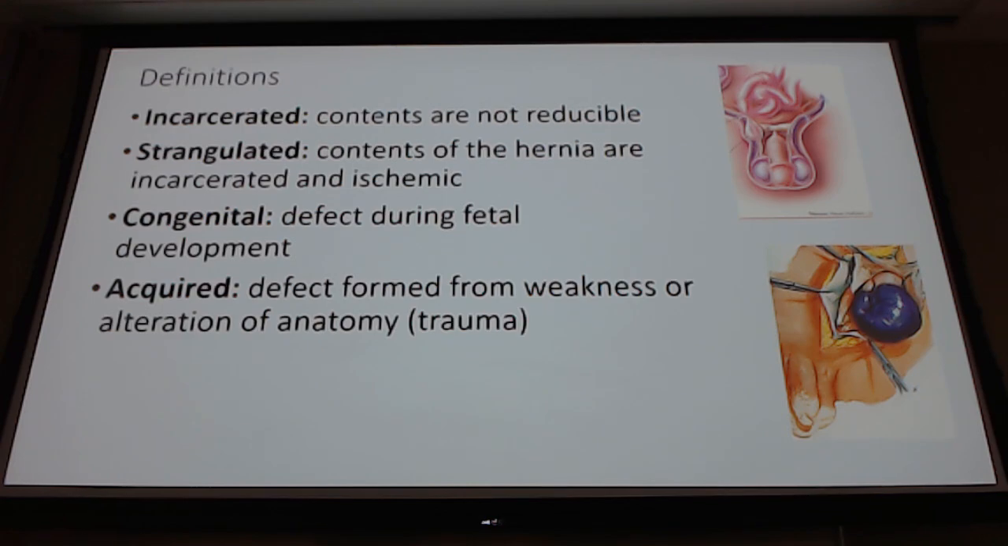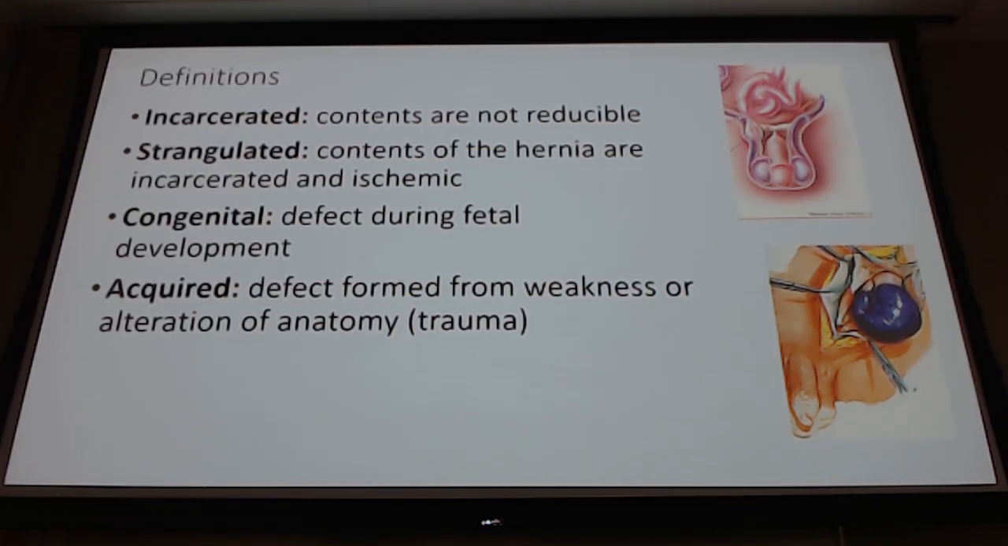Everybody understand the difference between reducible, incarcerated, and strangulated? Those are extremely important. I would know those. Okay? Now, congenital versus acquired.